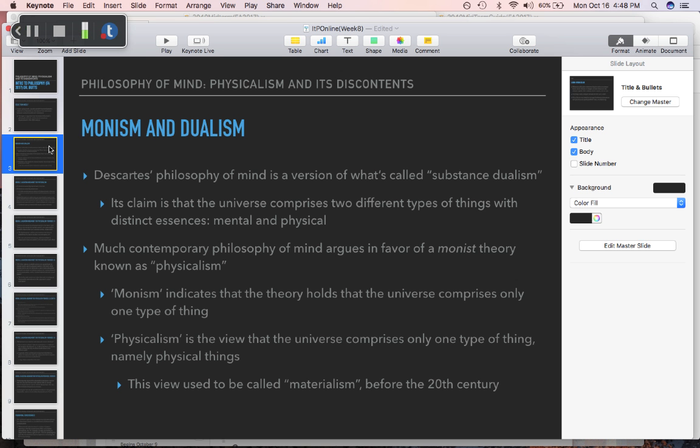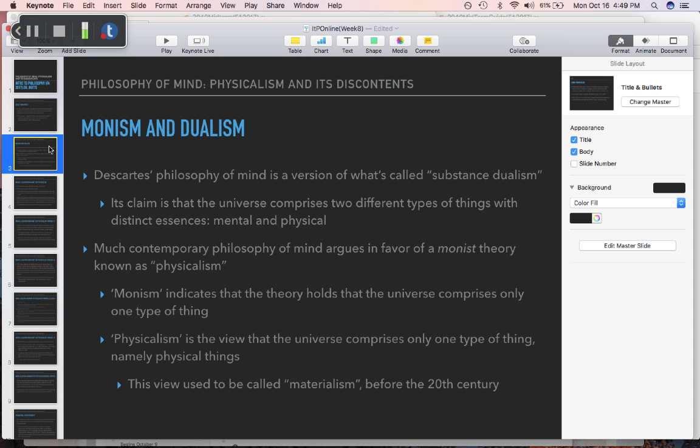Sometimes, or at least it used to be, this view would be called materialism, right? So sometimes you'll still see it referred to that way. So materialism and monism in the context of philosophy of mind are pretty much the same thing. Now you only really see the word materialism in the context of one particular theory called eliminative materialism, which we don't need to discuss right now.